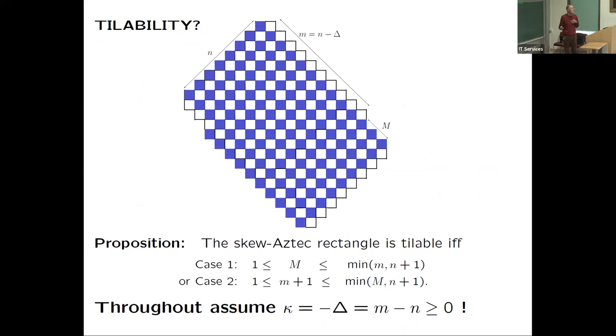You might say, well, are these Aztec rectangles always tileable? In fact, the answer is no, they're not always tileable. They're tileable only if certain inequalities of those m, little m, capital M, and n are satisfied. You can take one of these Aztec rectangles and start tiling them and it doesn't work. You can start doing it on one side, but it will fail. But this works in those situations.